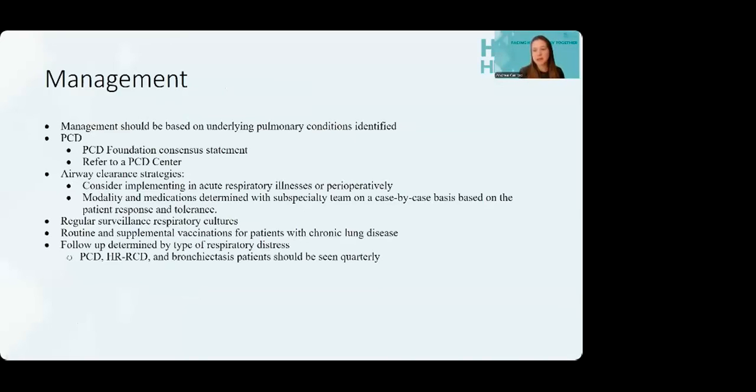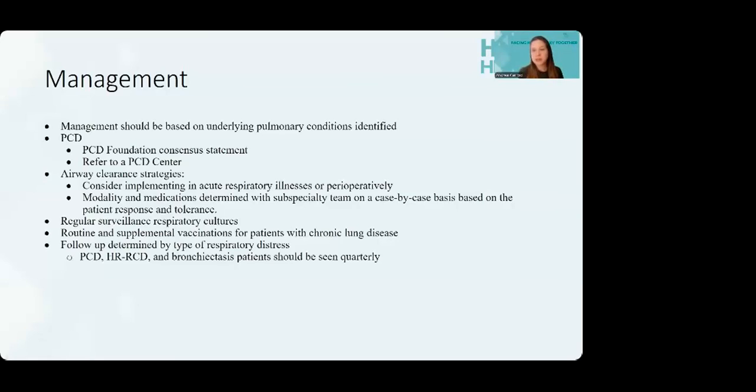Management is going to depend on what you find. So if you find PCD, there's a consensus statement for therapy. We would recommend you get them over to a PCD center. Airway clearance strategies for these patients whenever they're going into the operating room or to avoid complications after surgery are important. The exact modality you might use or the medications would be up to the subspecialty team based on an individual patient. And then again, we talked about respiratory cultures.